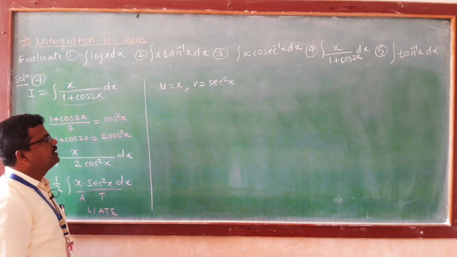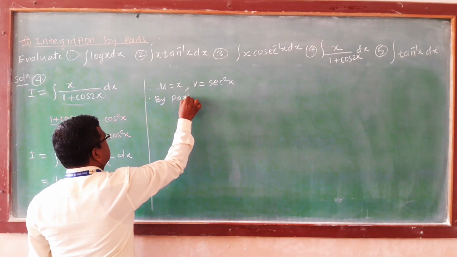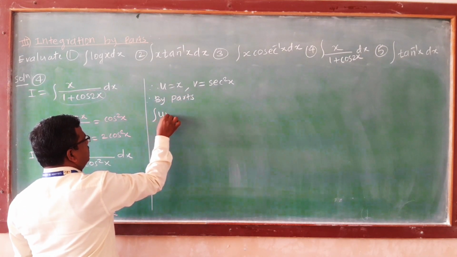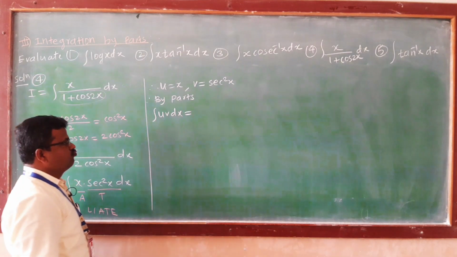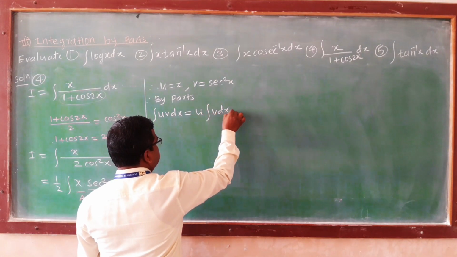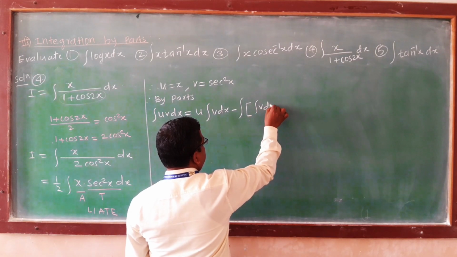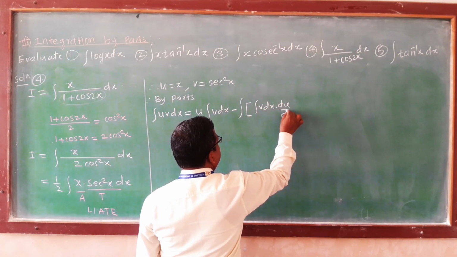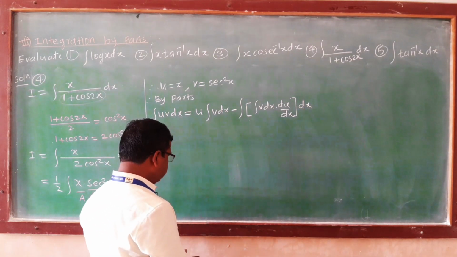Now use integration by parts. Therefore by parts, integration of u v dx, integration of this product is equal to u integration of v dx minus integration of square bracket integration of v dx, du by dx with respect to x.